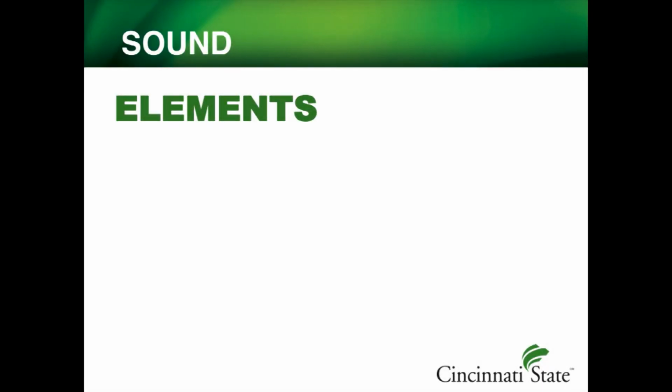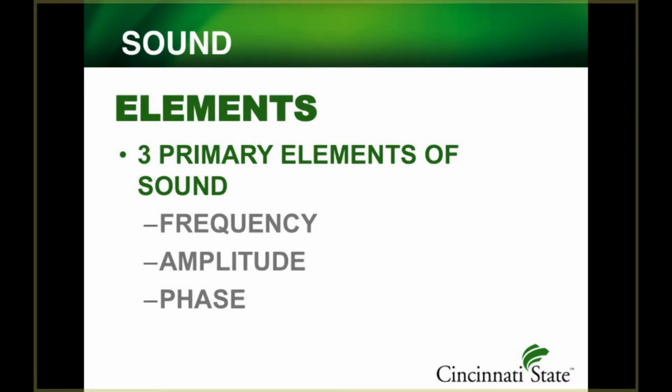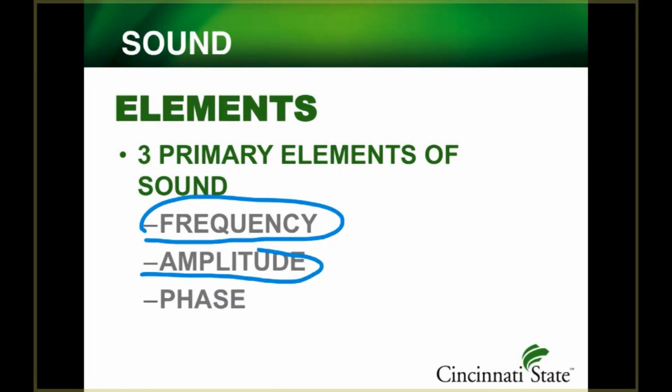All right, welcome to lecture six, furthering the elements of analog audio and how do you break down sound. Sound, when you are analyzing it, really is broken down into three elements. Those elements are frequency, amplitude, and phase. Now, we are going to be predominantly talking about frequency in this video.